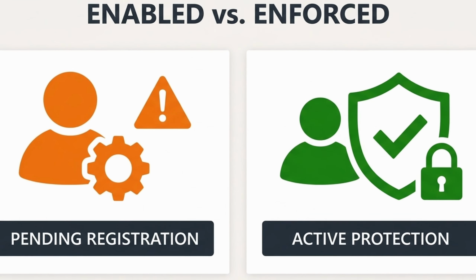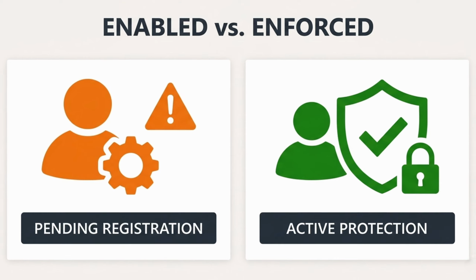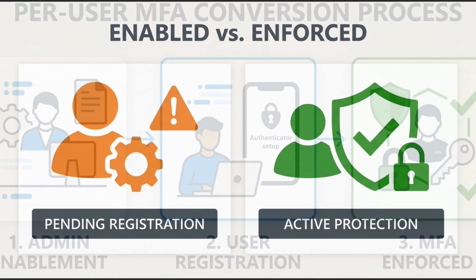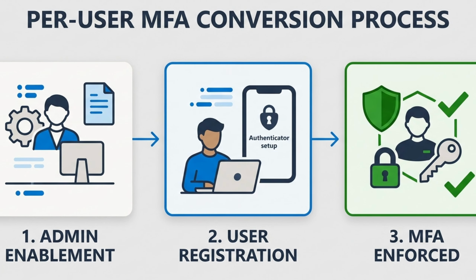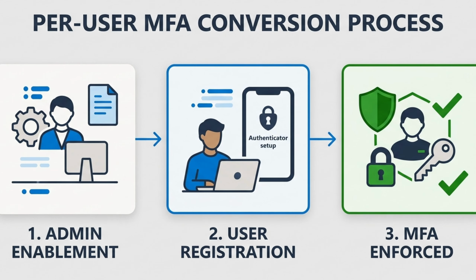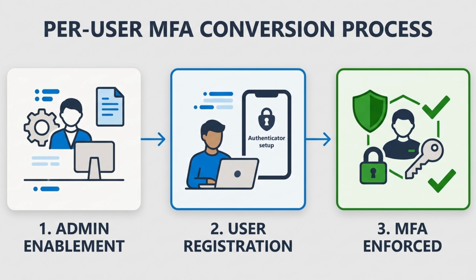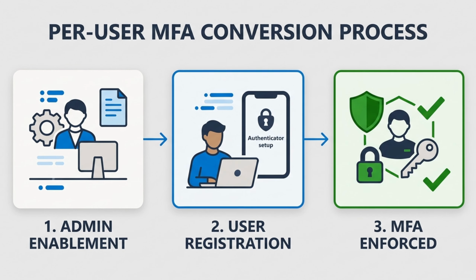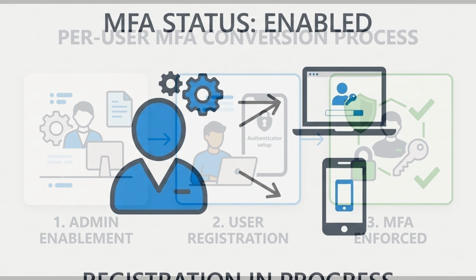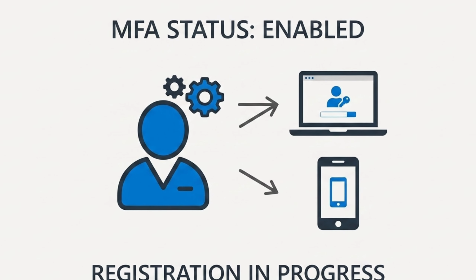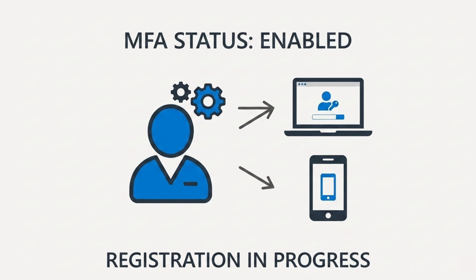This is the pain point many admins hit. They enable per-user MFA and think, done, MFA is enforced. But the real flow is: enable user in Entra portal, user signs in on the client browser or PC, Microsoft asks the user to register MFA, user sets up a method like Authenticator, SMS or voice call, then user completes MFA, and then the account moves to enforced. So, if the user is still in enabled, it does not mean the feature is broken. It usually means the user is still in the registration state.